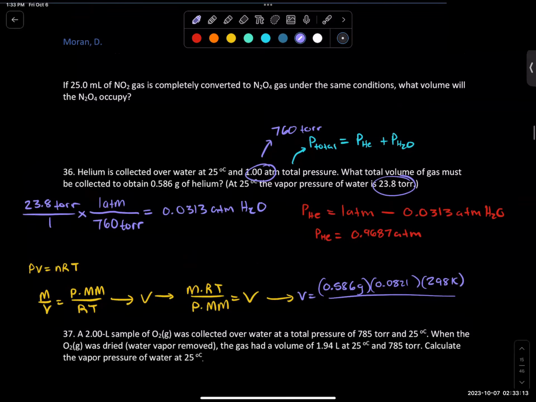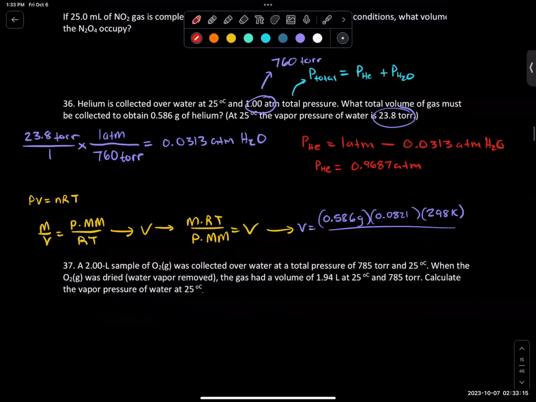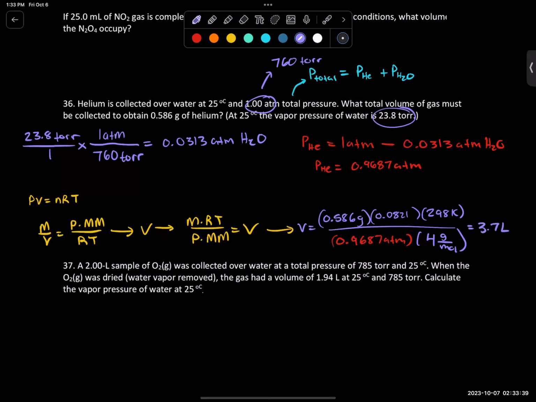So this was what we got in red, which is 0.9687 atmospheres. And then lastly, the molar mass of helium, which is 4. Oh, yeah, 4 grams per mole. And if you put that into your wonderful calculator, you get about 3.7 liters of gas should be collected.